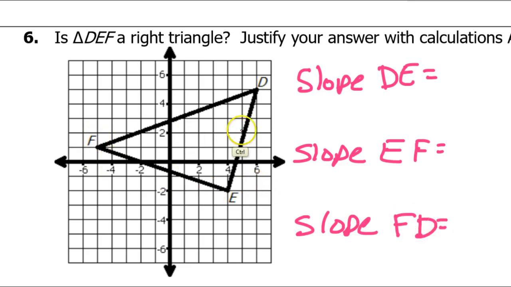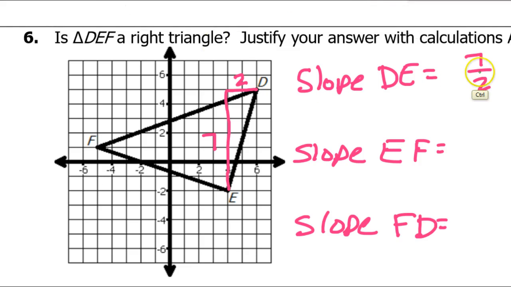Now, slope is just rise over run. So if I want to find the slope of DE, all I need to do is draw the rise and the run. The rise is 7. The run is 2. So the slope is 7 over 2. Rise over run.